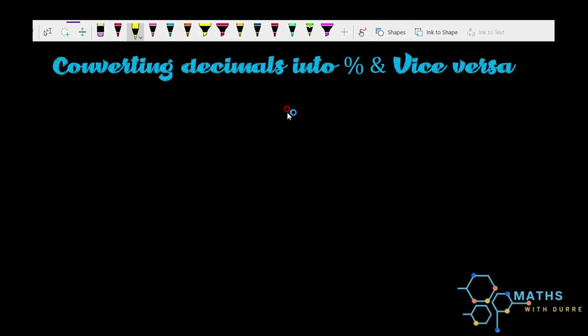Let's get started with converting decimals into percentages and percentages into decimals. Firstly, let's make sure that we are clear on what decimals are and what percentages are. Decimals are a way of representing numbers that are less than 1, while percentage means out of 100.